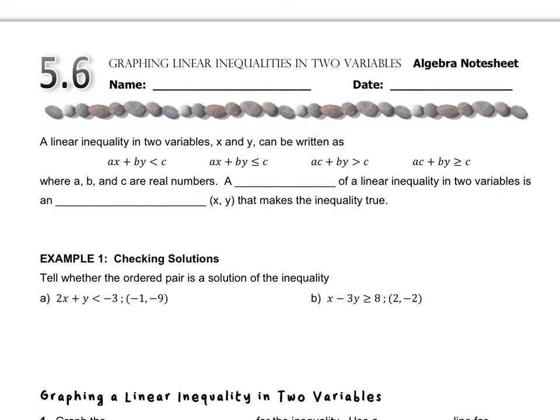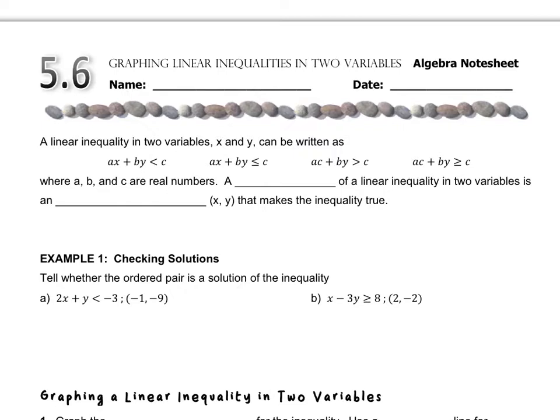Alright, so far this chapter we've dealt with graphing systems of equations in two variables and seeing where they cross. What we're going to do in the next two lessons is graph inequalities. In this lesson we're just going to graph the inequalities, and then in the next lesson we're going to graph a system of inequalities and see what that looks like.